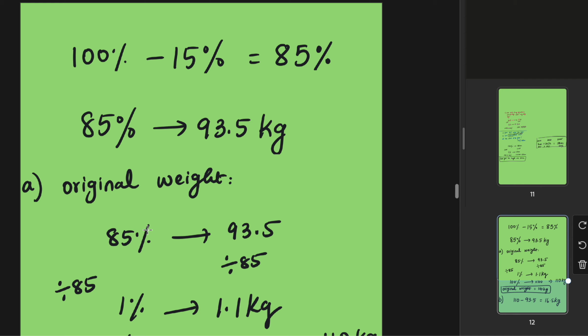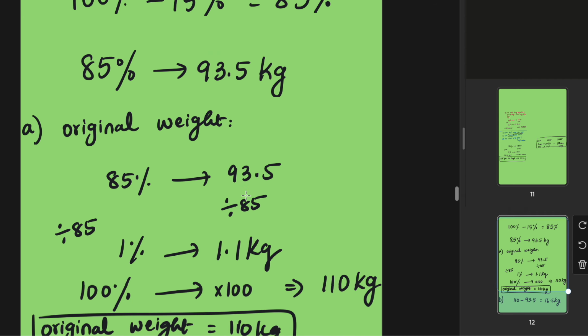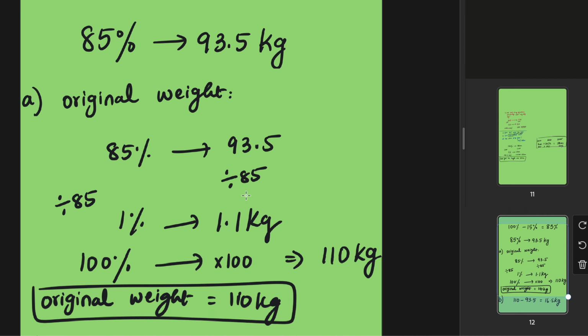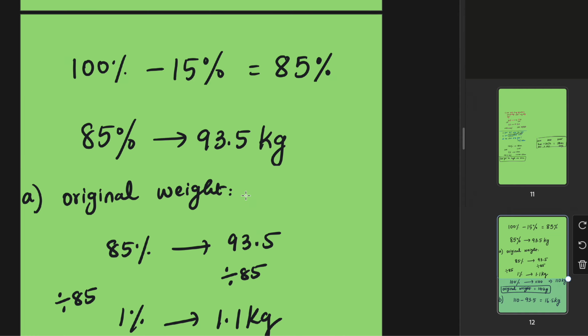Okay, so in the next example, we are trying to find this person's original weight. What is the situation here? This person lost 15% of their weight and they currently weigh 93.5 kilograms. So that means 100% was the original weight. If I'm trying to get back to the original weight, I need to get to 100%. But the person right now lost 15%. So 100 minus 15, that is 85%.